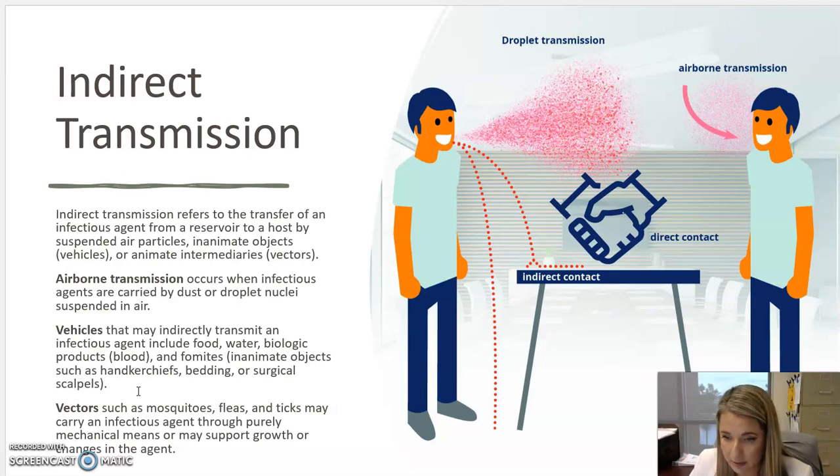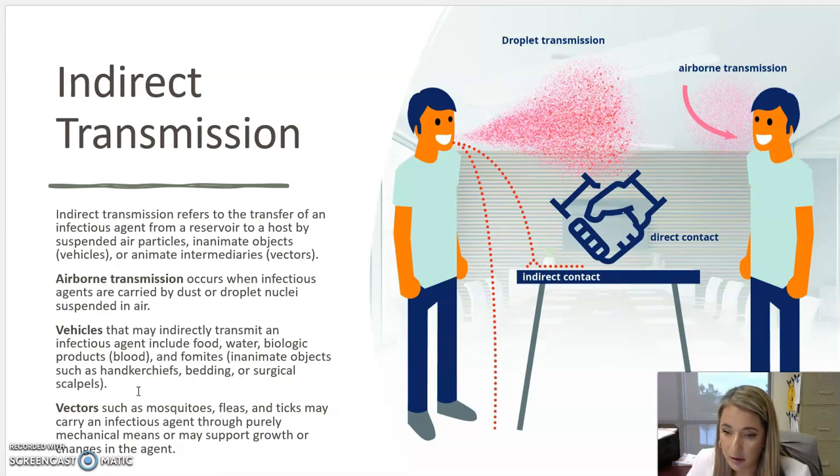Even water can be considered a vehicle if it's contaminated with things like fecal particles. You drink that water, it carries the infectious pathogen into your body. And the last type of indirect transmission are vectors. Vectors are living organisms that can transfer disease from one person to another. Often vectors don't get sick with the disease, they just serve to carry it between hosts.